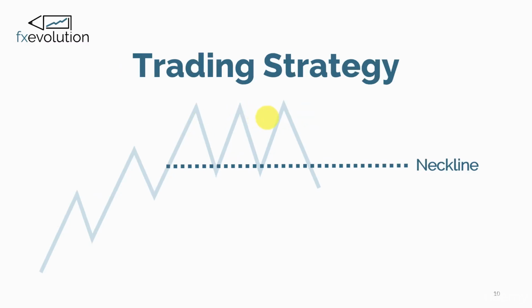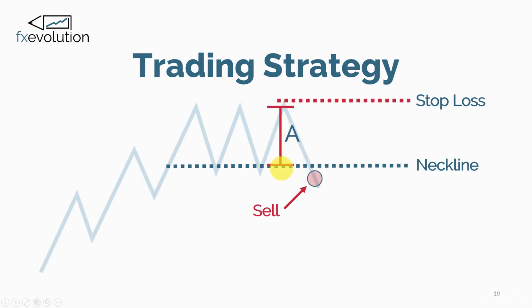To trade the strategy, we use the same method. We place our sell, whether it be market order or pending order, below the break of the neckline, our stop loss above the previous tops, and we take the distance between the neckline and the tops, which then forms our take profit area. So again, A equals B in this case.